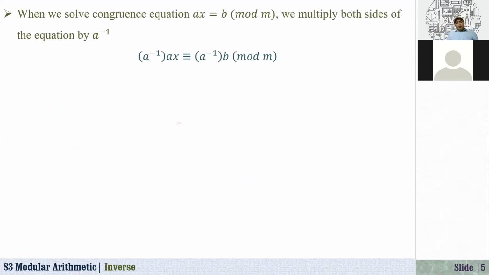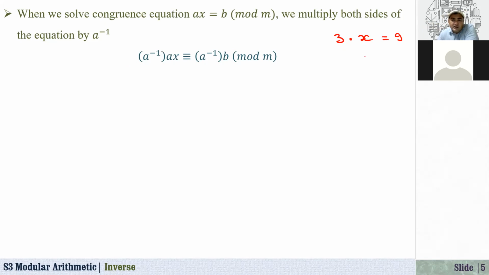Okay, so when we solve a congruence equation AX is congruent to B mod M, we multiply both sides of the equation by A inverse. Actually, that is the general rule in solving these equations, right? Even if you just solve, for example, 3 times X equals, let's say, 9, how do we actually find X? In the real number system, we can define division. That division is actually defined as the inverse of this 3.